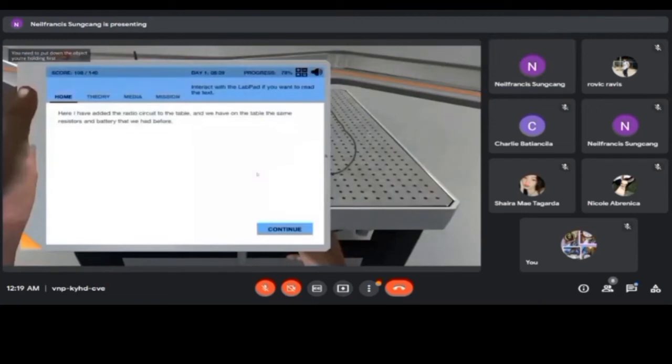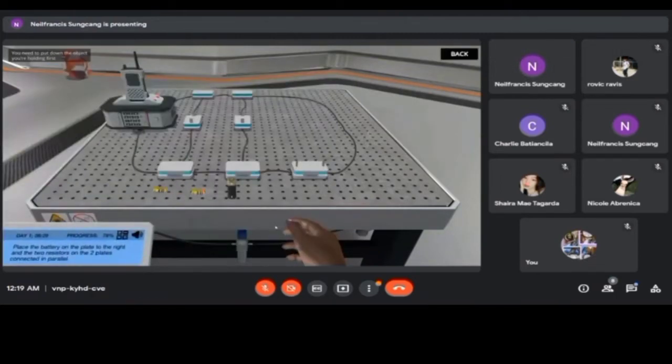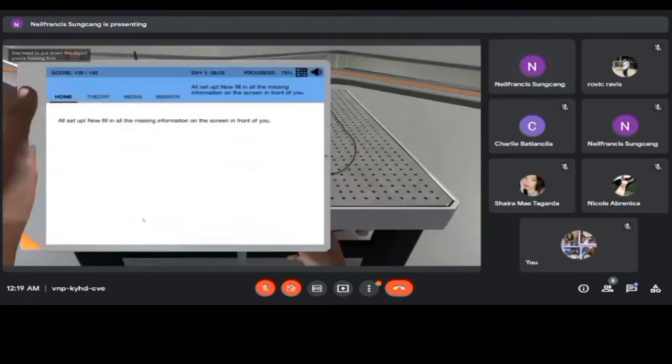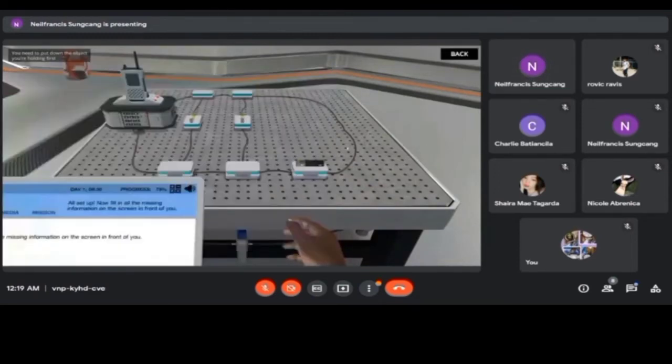Here I have added the radio circuit to the table, and we have on the table the same resistors and battery that we had before. Place the battery on the plate to the right and the two resistors on the two plates connected in parallel. All set up. Now fill in all the missing information on the screen in front of you.